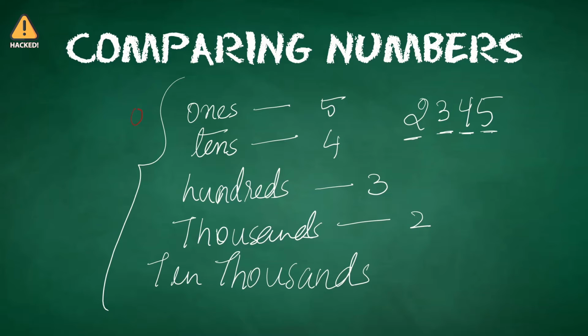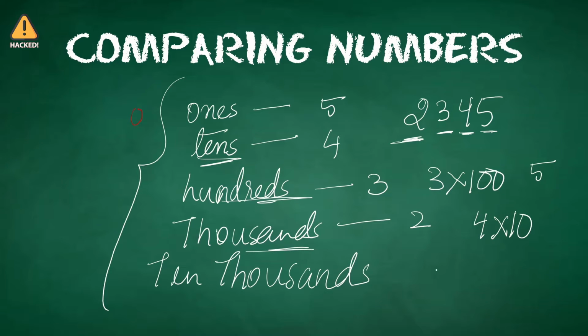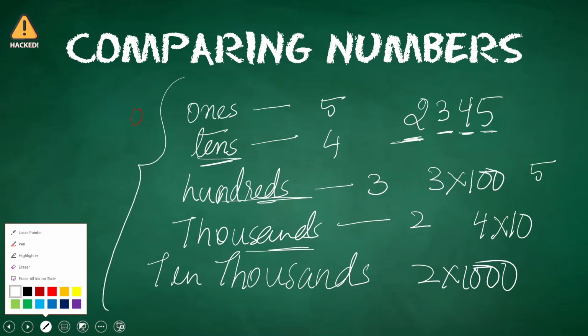So we can say that 5 is at the ones place, but 4 is at the tens place, so 4 would be multiplied by 10. And 3 is at the hundreds place, so 3 is to be multiplied with 100. 2 is at the thousands place, so 2 will be multiplied with 1000. I will be going into depth about these in the upcoming topics.